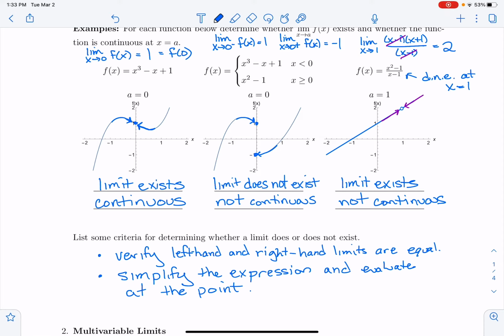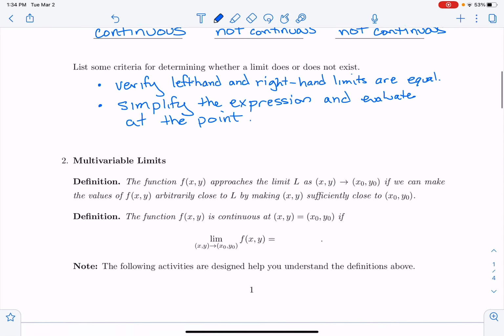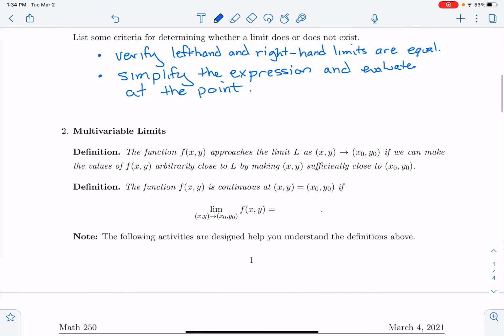So we want to apply some of these principles then to limits of multivariable functions. So let's look at a simple definition for a multivariable limit. The function f of xy approaches a limit L as xy approaches the point x0, y0 if we can make the values of f of xy arbitrarily close to L by making xy sufficiently close to x0, y0.